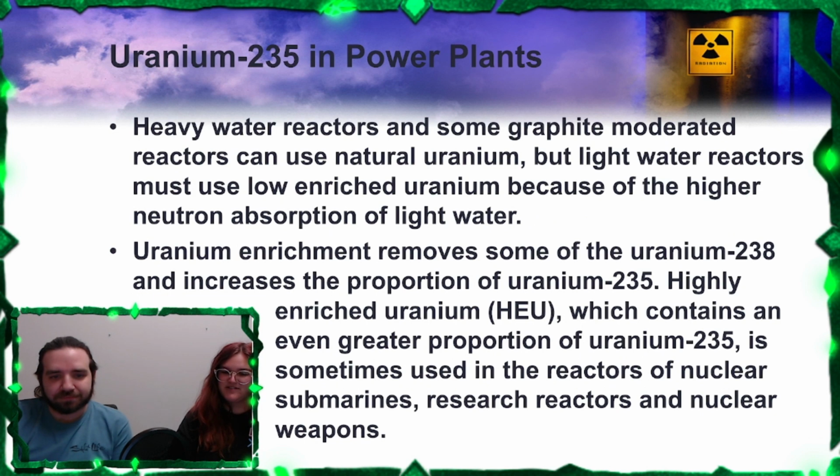So, in power plants, we use heavy water reactors and some graphite moderated reactors, and they can use natural uranium, but the light water ones use low enriched uranium because of the higher neutron absorption of the light water. Uranium enrichment removes some of the uranium 238 and increases the proportion of uranium 235. Highly enriched uranium, or HEU, which contains an even greater proportion of uranium 235, is sometimes used in the reactors of nuclear submarines, research reactors, and nuclear weapons.